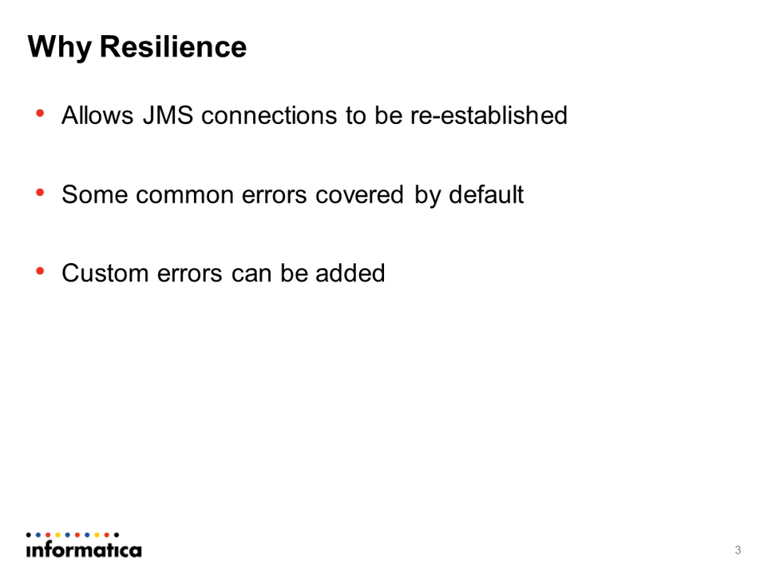By default, any JMS error encountered by PowerCenter when a session runs will cause that session task to fail. That is because PowerCenter has no way to determine whether a JMS error returned by the server indicates a transient condition or a permanent problem. When resilience is configured, it allows the JMS connection to be re-established when certain errors occur. Some common errors are already covered by default, but you can add any custom error that you want PowerCenter to treat as transient.